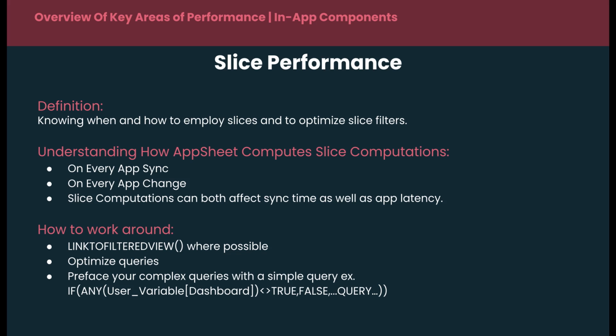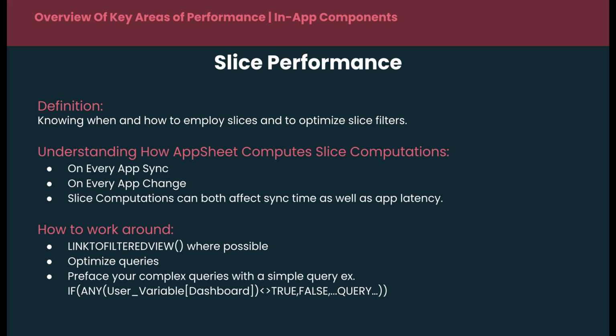And that may not always be achievable. And when it's not, I would definitely recommend trying to think intelligently about your use case and see, is there any way that I could almost tell AppSheet, you don't need to worry about making this computation right now, or I will tell you when you can make this computation. And so you may have a variable in your user variable table that you use to indicate to AppSheet, okay, now I want you to calculate this slice.